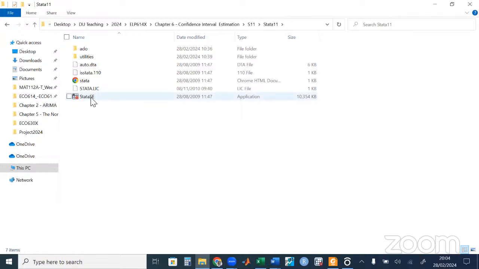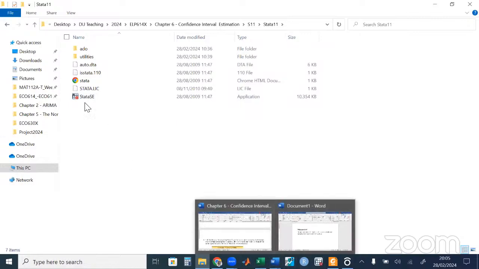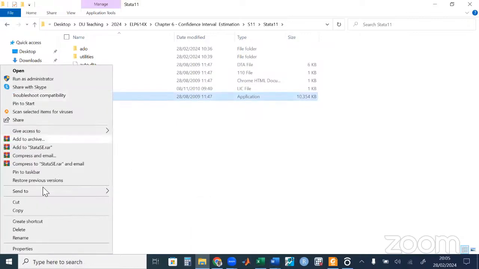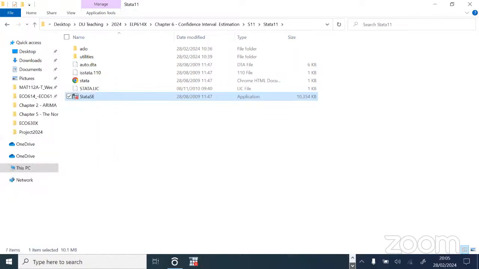You can save it in your taskbar down here by right-clicking, and then you send to, pin to taskbar if you want to. If I pin to taskbar, it will come here, so that every time I just need to click it once. So what we will do is you will be using this for analysis. So I'll just open it. You can double click from here or you open from there.